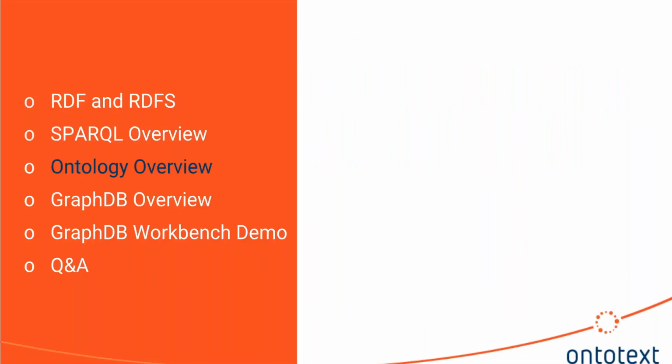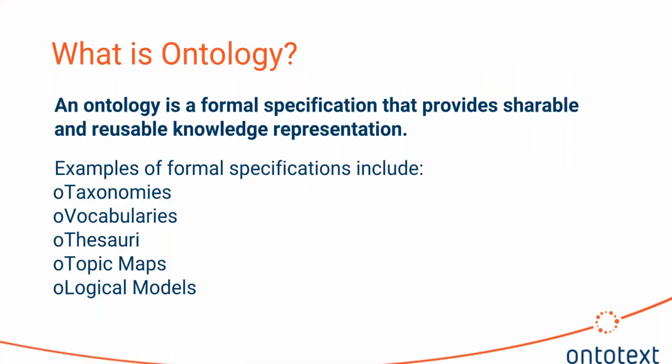Now we're going to quickly discuss ontologies. An ontology is a formal specification. It provides shareable and reusable knowledge. Some examples of formal specifications include taxonomies, vocabularies, thesauri, topic maps, logical models. An ontology is what you use when you want to store some domain knowledge and share it across various instances, across various groups, and so on. This gives you the capability for having some specific data about your data. So in essence, it's useful for structuring and for metadata.